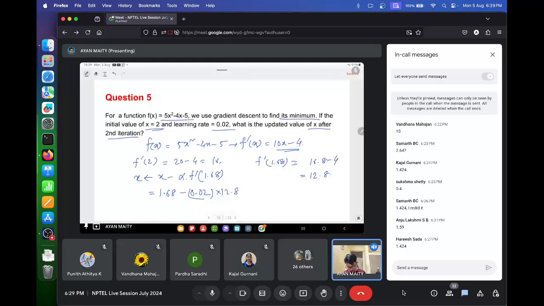So if you compute this, it would be 12.8, so 256, then this is 0.256. So 1.68 minus 0.256, I think. If we subtract 0.256 from 1.68, it should be 1.424 most probably, is it?